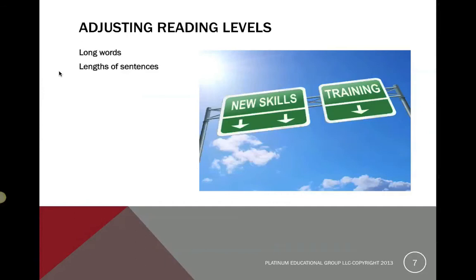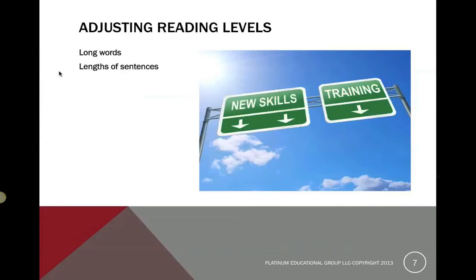How do you adjust those reading levels? Well, there are two things that really make up reading levels. One is long words. The longer the word, the higher the reading level. Shorter the word, the lower. See Spot, see Dick, see Jane, all small words. The other is lengths of the sentences. So the longer the sentence, the higher the reading level, the shorter the sentence, the lower the reading level.